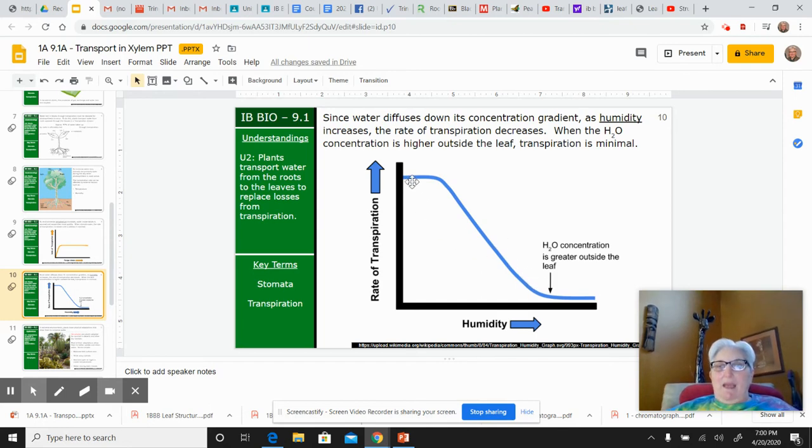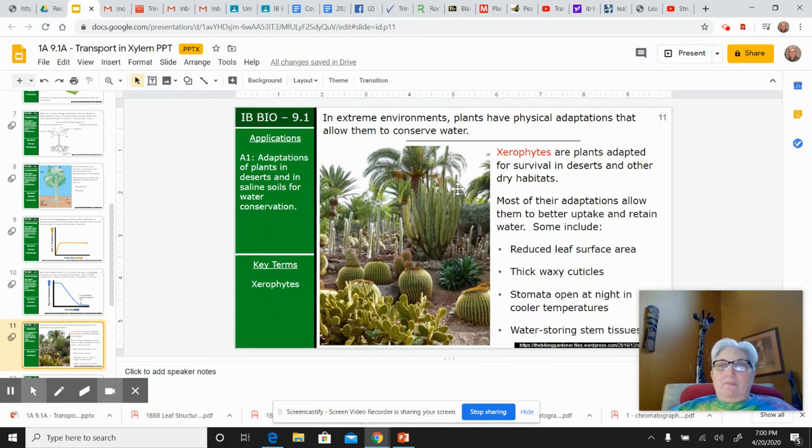And that's what we see happening here, right? As our humidity increases, our rate of transpiration starts to come down until the water concentration outside the plant tends to be greater than what is on the inside of the plant.